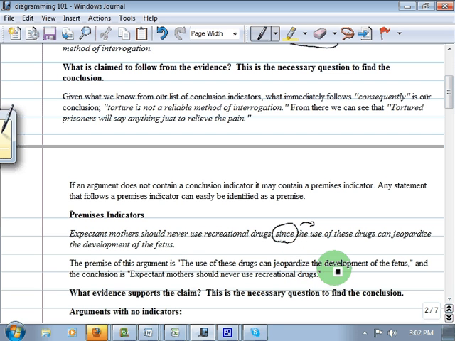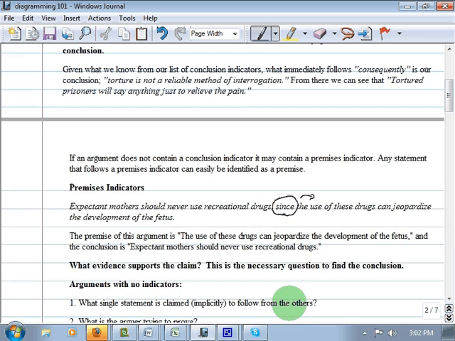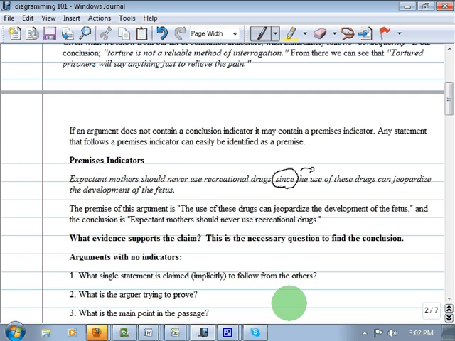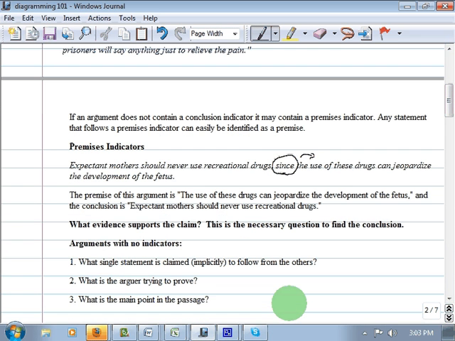I want you to notice how everything is logically complete. Everything is following something else. What evidence supports a claim? This is a necessary question to find the conclusion. If I have arguments with no indicators, that's going to be tougher. So what I'm going to have to do is ask myself some questions. What single statement is claimed implicitly to follow from the others? What is the arguer trying to prove? And what is the main point in the passage? And this is something that you're going to have to keep track of.